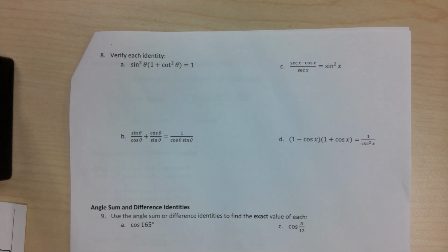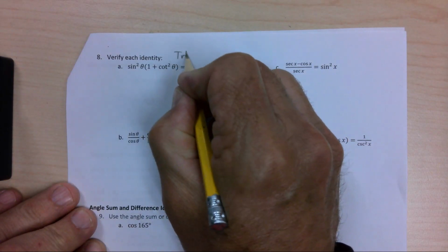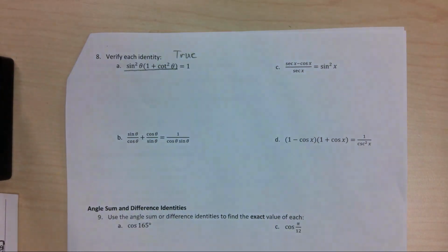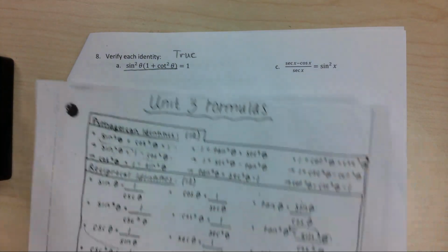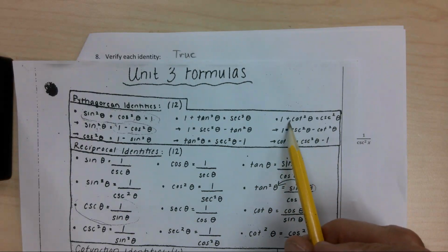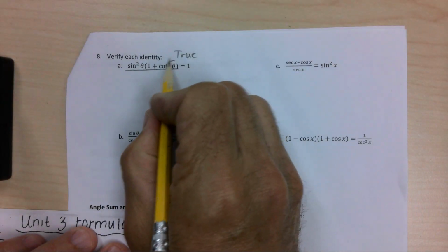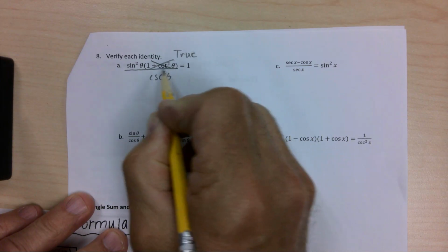But number 8, here we go. Verify. That means this is already true and you can trust it. But you need to simplify this, and if you've done it right, you'll end up getting 1. So 1 plus cotangent squared, I've got my little formula sheet here. 1 plus cotangent squared is cosecant squared. So we're going to take that out and we're going to replace it with what it equals.